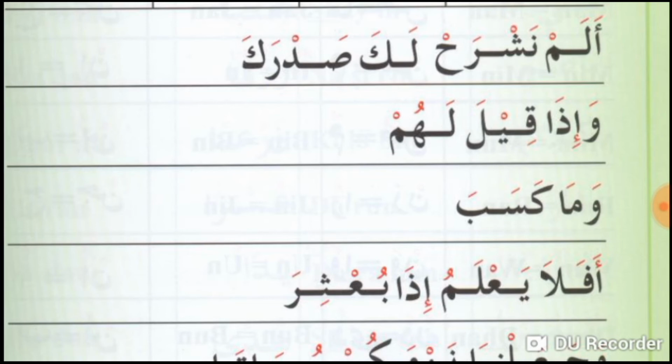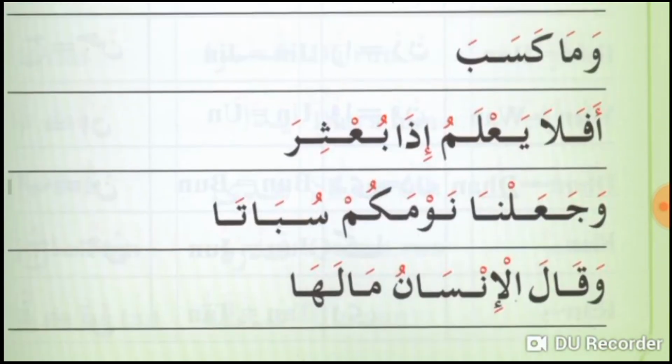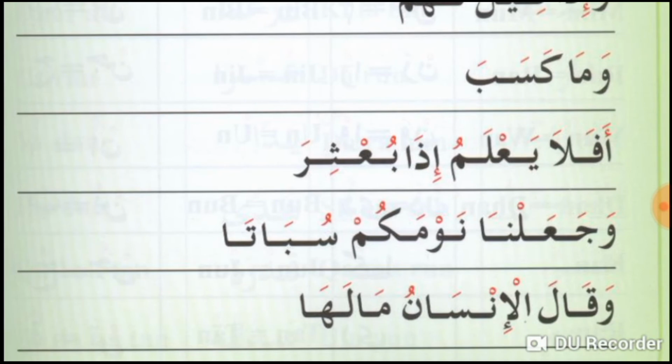Okay. Do I start? Do I go? Three more lines to go. After Wama Kasaba, you have three lines left on this page. After Alam Nashra, okay, where was I? You were on Wama Kasaba. Then you still have three more lines left to complete this page.